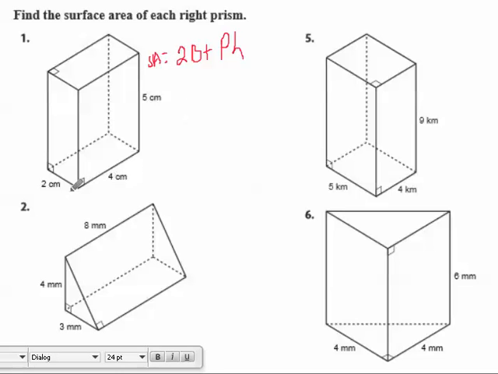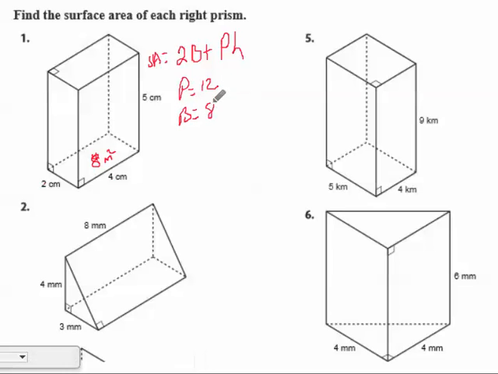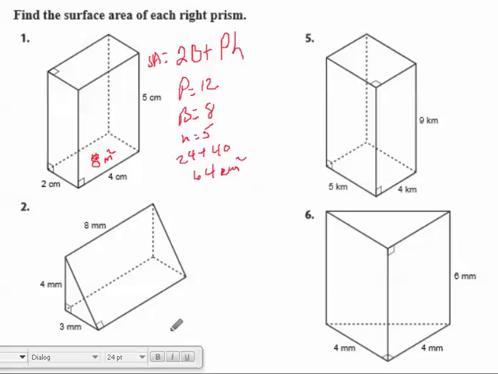So I'm going to go through each one of these individually. We've got a 2 by 4, that's 8 meters squared. That's the area of the base, right? My perimeter is 2 plus 4 is 6 times 2 is 12. So P equals 12, B equals 8, and my H is equal to 5. All I got to do is stick those into everything. I get 24 plus 5 times 8 is 40. I get 64 centimeters squared.